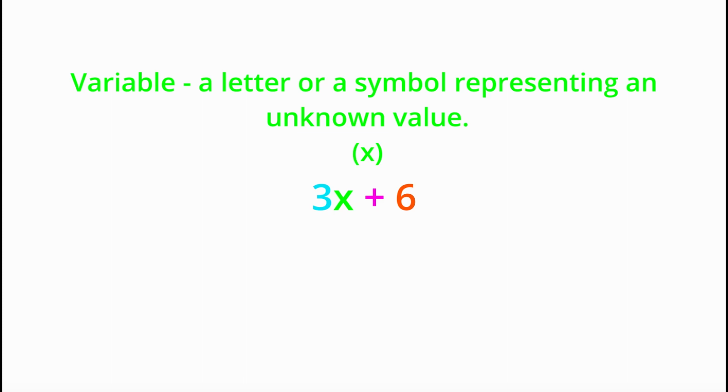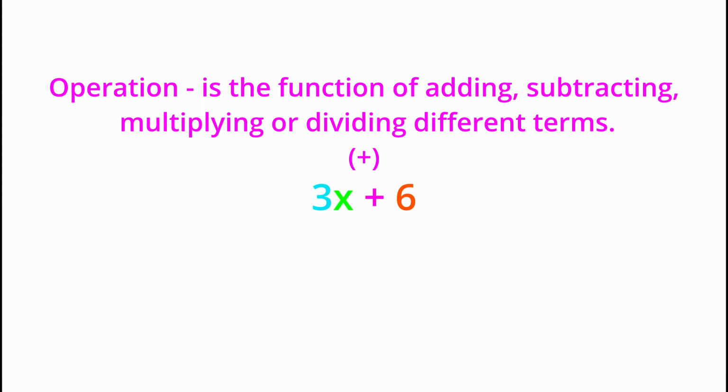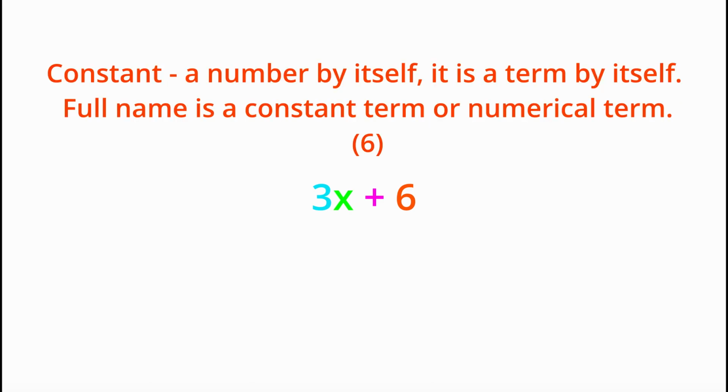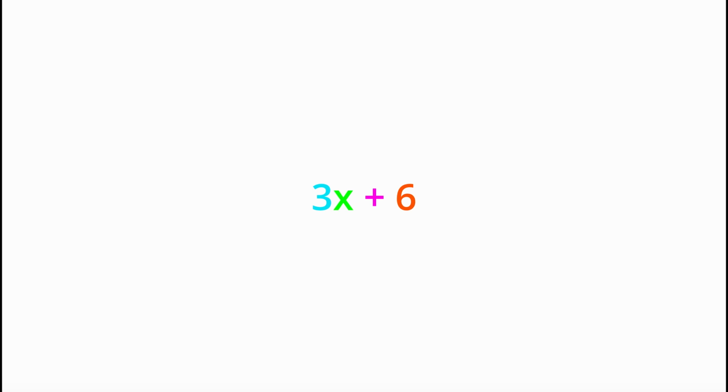Then you have the operation, which could be addition or subtraction for most expressions. And then you have the number by itself, referred to as the constant or constant term. Another name could be a numerical term. Now, if you take the entire expression, the coefficient with the variable, with the operation, and the number, which is called a constant, you have what we call an expression. If there is a variable in that expression, it is called an algebraic expression.